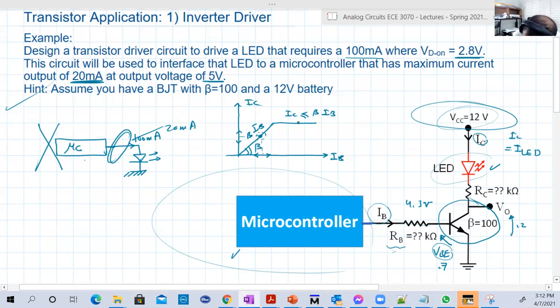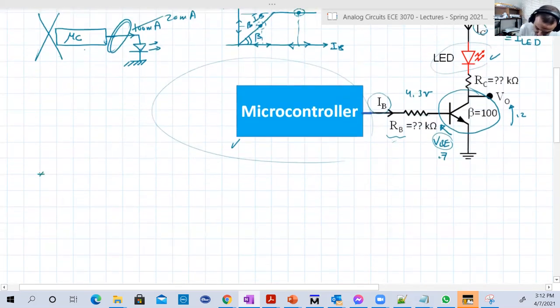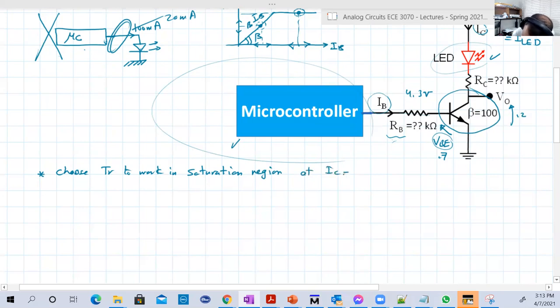So it's good to design the circuit in the saturation region, so that if IB increases or decreases, IC will be constant all the time. Okay. So number one, you're going to choose the transistor to work in the saturation region at IC equal to 100 milliampere, because IC is basically ILED, and we need to provide the LED with 100 milliampere.